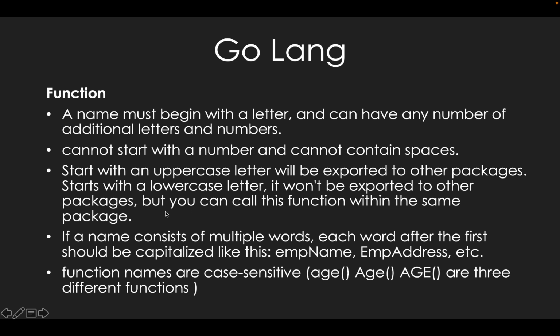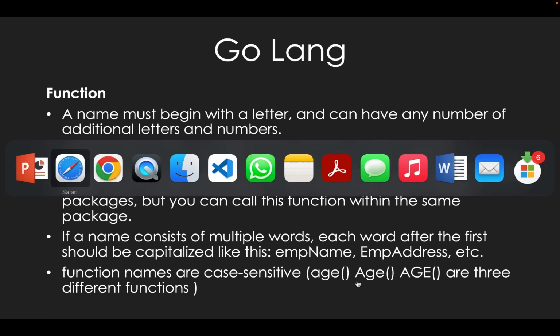If a name consists of multiple words, then you use the camel case concept, like employeeName, employeeAddress, like this. Function names are case sensitive, similar to variables. If you write age with a capital A, or all caps, they are all different functions, not the same. Okay, let's jump to the example now.